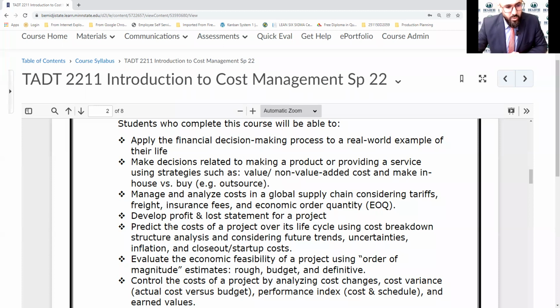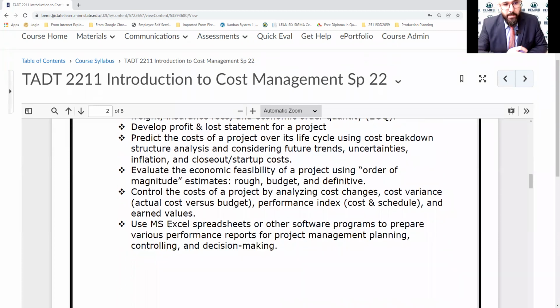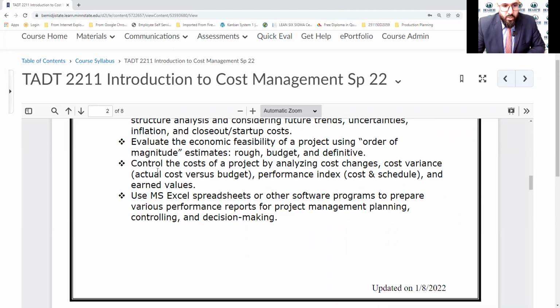Also, after finishing this course, you will be able to predict the cost of a project over the life cycle using different techniques such as the work breakdown structure, which is basically breaking down the project into smaller segments so you can manage it, and adding all the costs from these different segments, you will come up with the total cost. Considering future trends, uncertainties, inflation, closeout, and startup costs, these are the things that we're going to talk about.